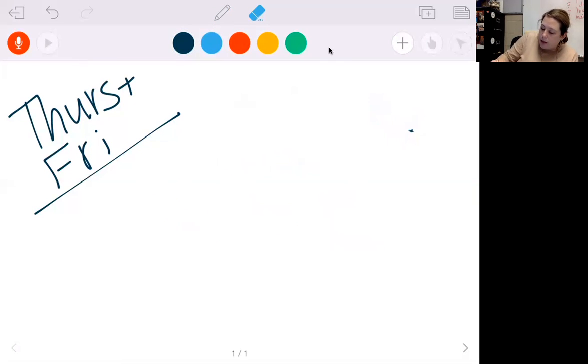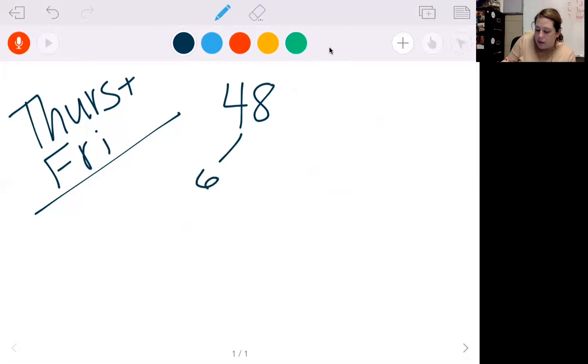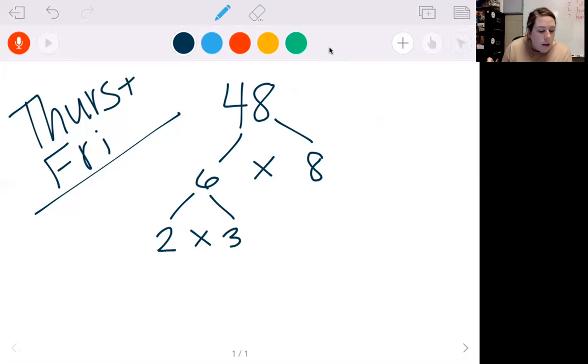So the first thing you do is write 48. Then you think, what two numbers make up 48? 6 times 8. So 6 times 8 will make 48. Then I'm going to break down the 6. What two numbers can I multiply to get 6? 2 times 3. Then I'm going to think, what two numbers can I multiply to get 8?